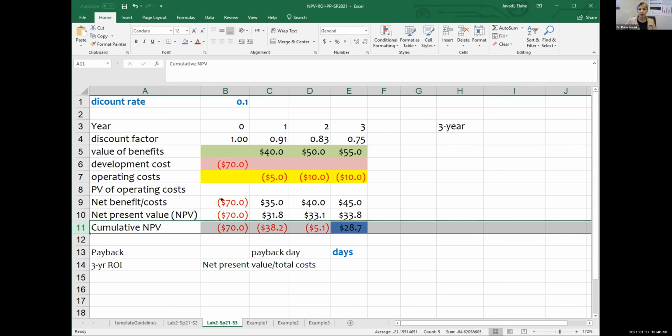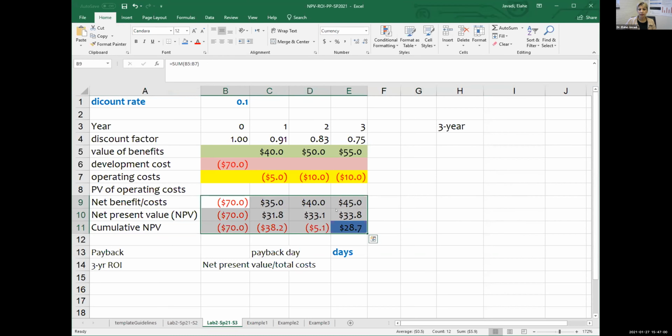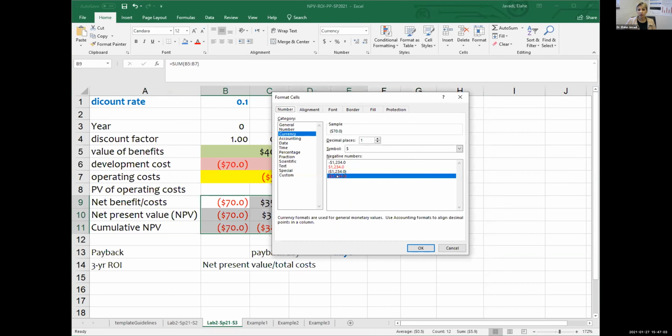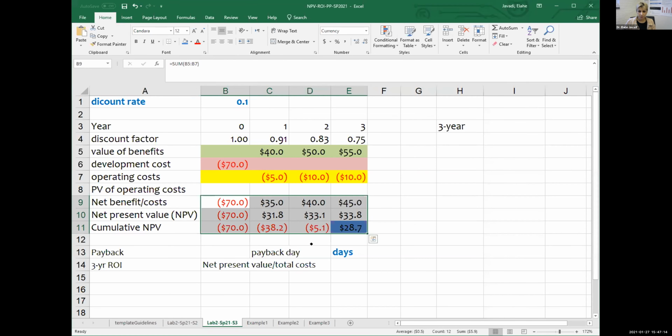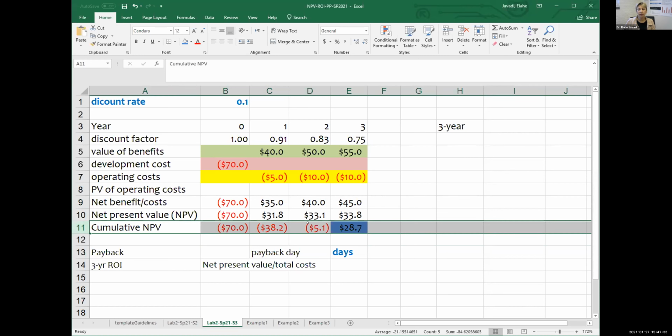If you were not here last time, right click, format cells. This is how I have chosen to see negative numbers. If you haven't chosen that, you see negative numbers just with a minus on the left. So don't get confused with the formatting choices I have made. I end year two with minus $5.1 million, and I start year three with that number. That's cumulative NPV. It's saying that at the end of that year, considering everything you have done up to and including that year, this is how much you have.